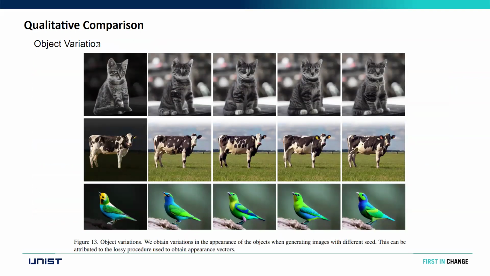For the object variation, they don't have a baseline for this comparison, but it shows that with a different seed, it can generate more variations of the input image.